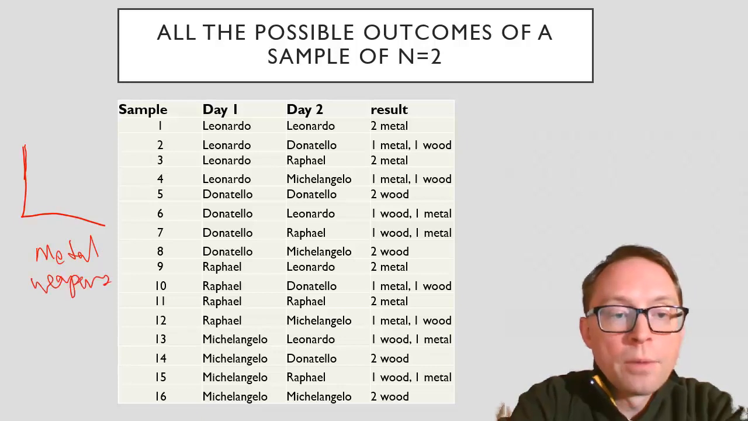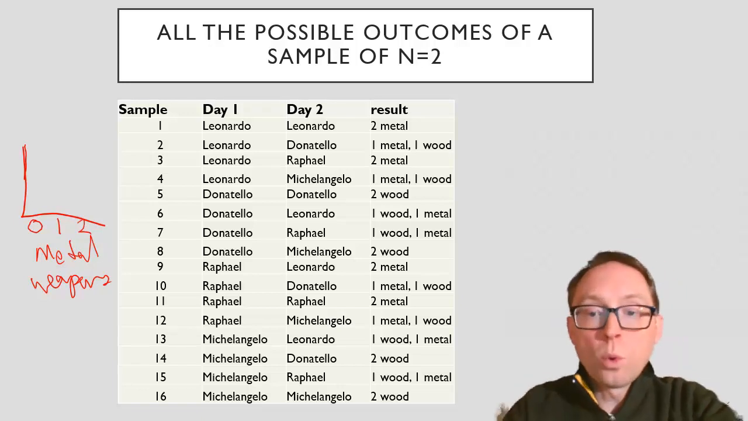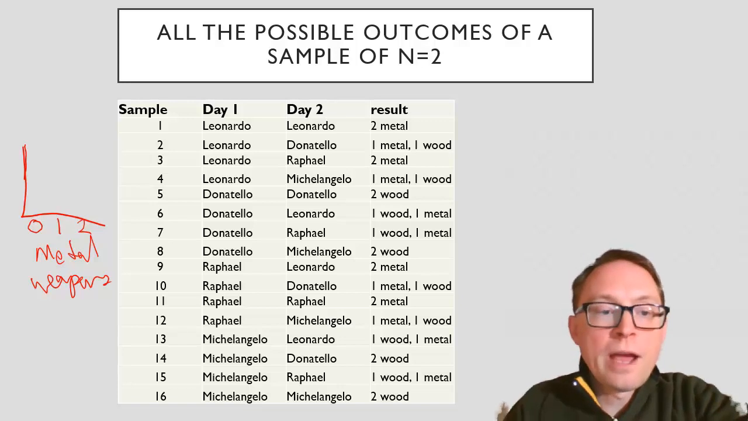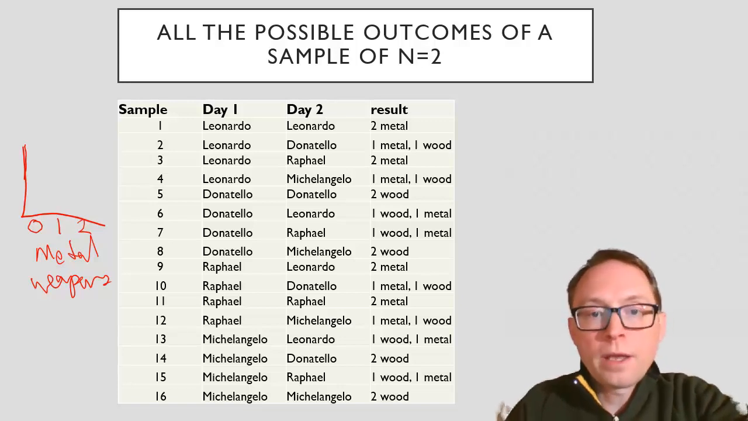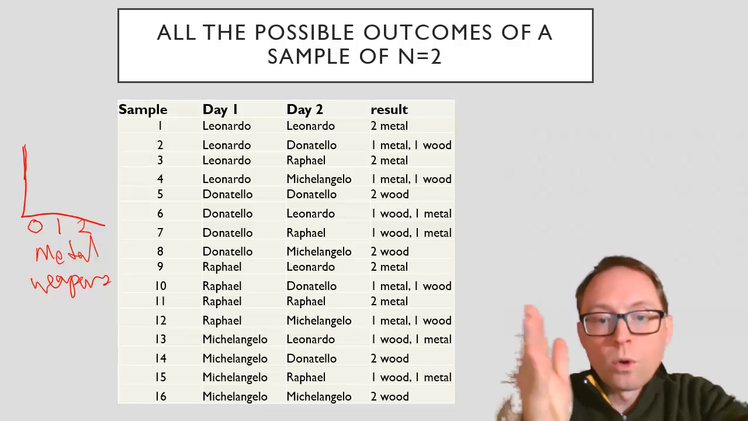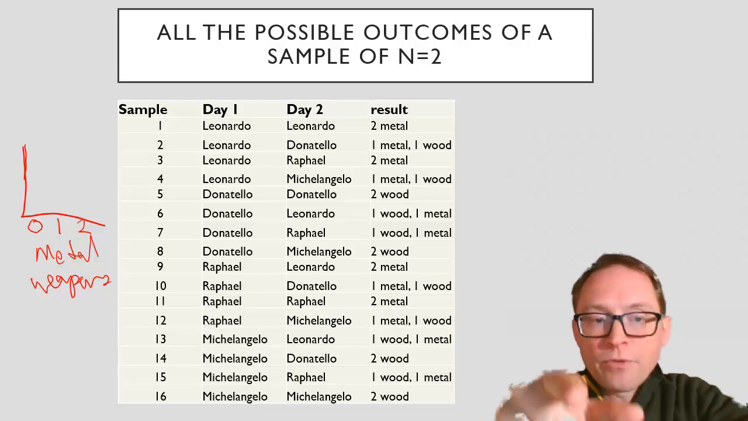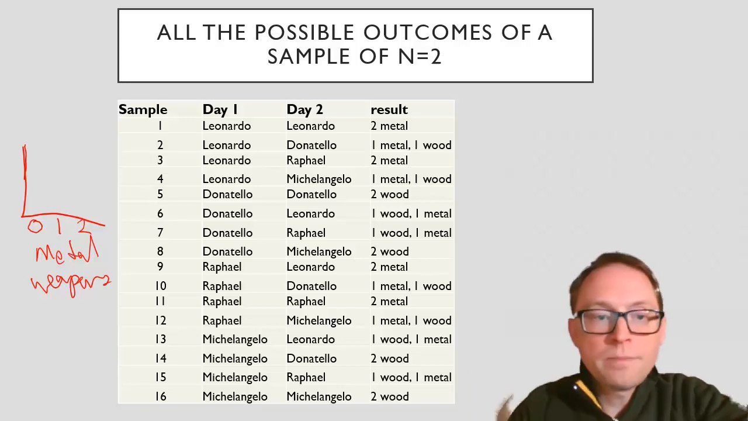Okay, the number of metal weapons. One possibility is 0 metal weapons, one possibility is 1 metal weapon, and one possibility is 2 metal weapons. So if I got wood, that would mean I'd have 0 metal weapons. If I have 1 metal weapon, then it could be 1 metal, 1 wood, or 1 wood, 1 metal, right? Those are the possibilities. 2 metal weapons is 2 metal weapons. Got it? So it's the same information that we've got here in the results column.